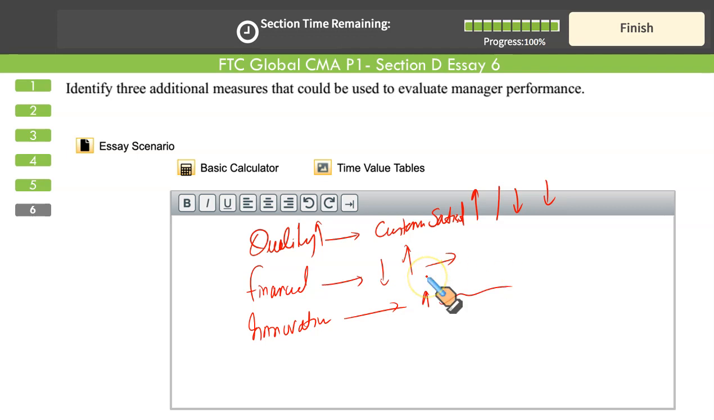So you can just give any suitable response in these 3 dimensions, because they need 3 additional measures that could be used to evaluate managerial performance. So that ends your essay type question 6.